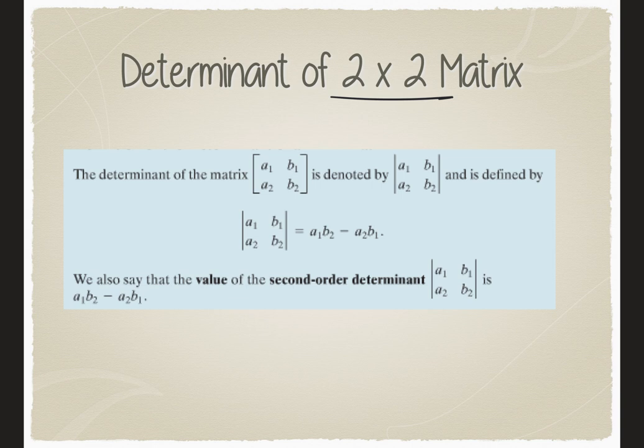The concept to finding a determinant is to take these diagonals and multiply them. So I would multiply A1 times B2, or whatever two numbers are in that diagonal, and then subtract from it the product of the other diagonal.